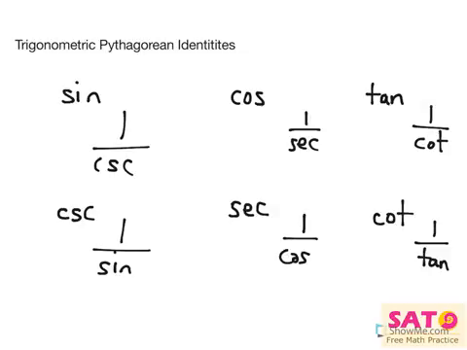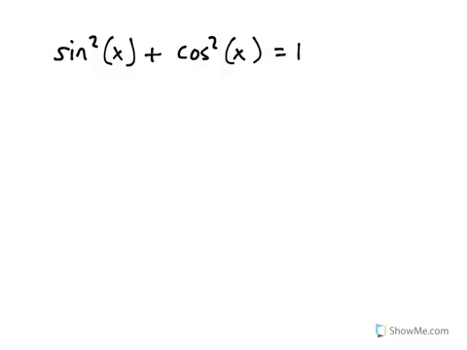Alright, so now let's move on to Pythagorean identities. The first one is sine squared of x plus cosine squared of x equals 1. And so why is this equal to 1? Well, let's draw out a triangle. Let's say this is x.